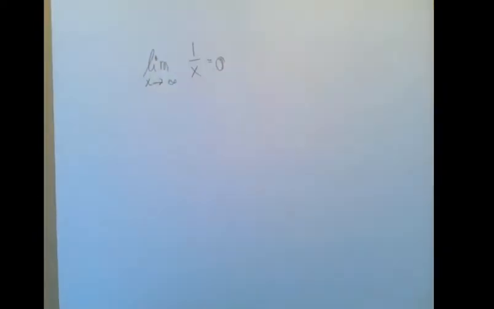Okay. This is not an indeterminate, right? We divide 1 by a humongously large positive number. The answer is 0. This thing is going to get smaller and smaller, which is the same as approaching 0.